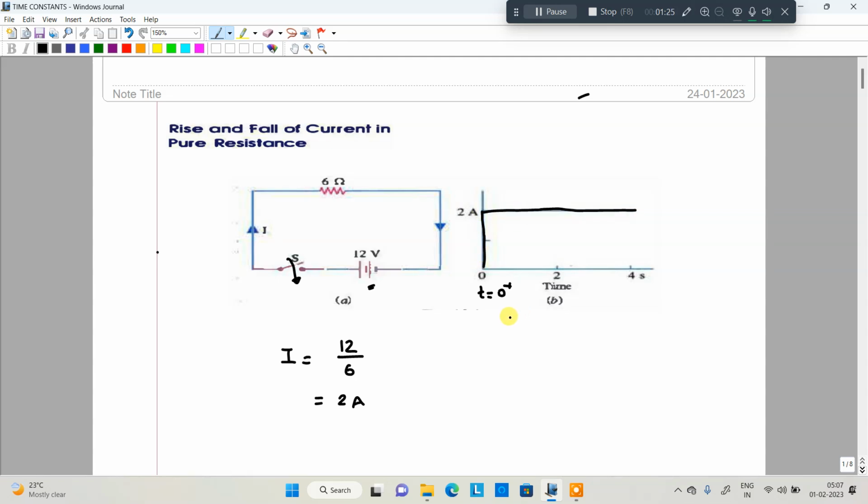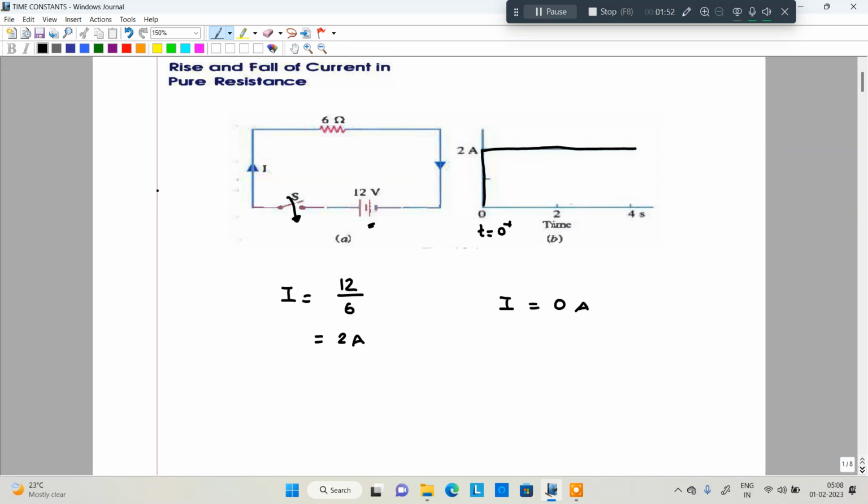from Ohm's law. But the important thing to remember: when I open the switch, what about the current at that instant? Whenever I open the switch, instantly it is 0 amperes. There is no time delay. So my conclusion is that the rise and fall time of a pure resistor is 0. There is no time delay for rising current as well as falling current. Instantly the current rises, instantly it falls.